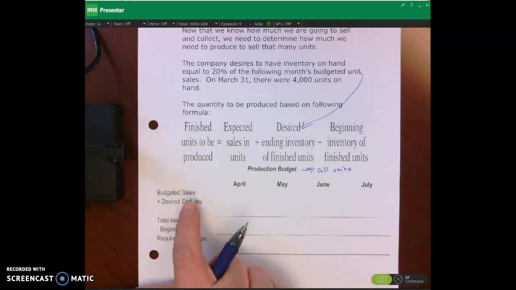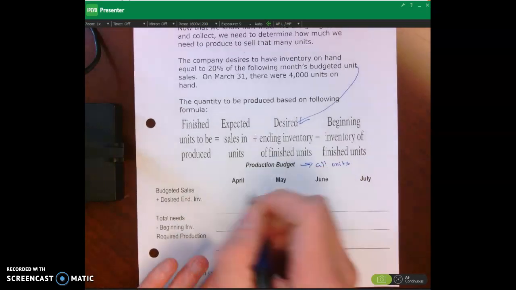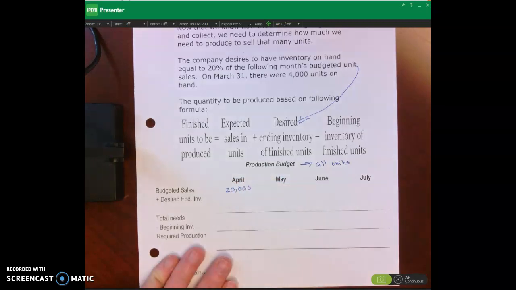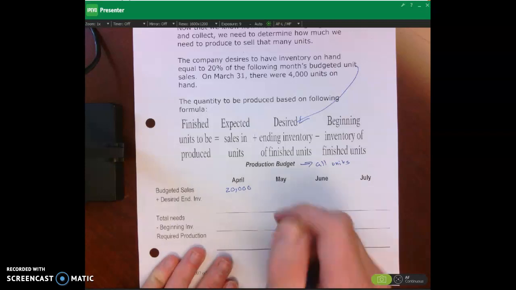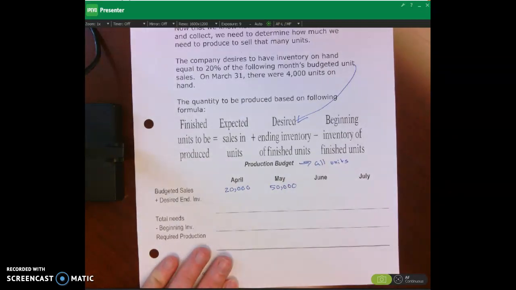So what we're going to do is look back at the sales budget, and you're going to see that in April, we expected to sell 20,000 units. And in May, we expected to sell 50,000 units.